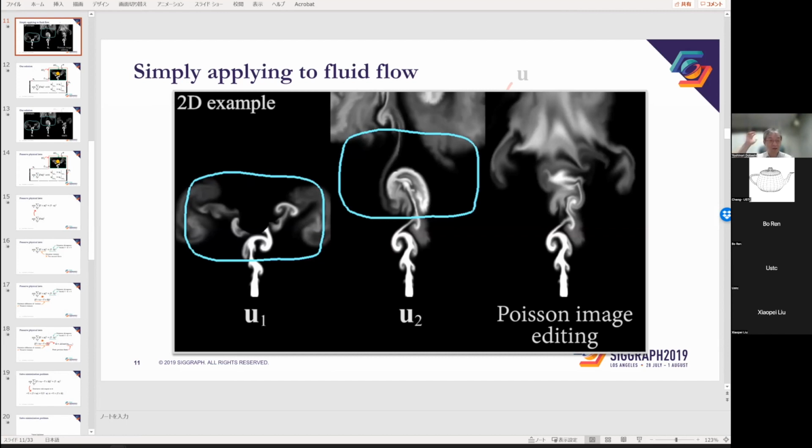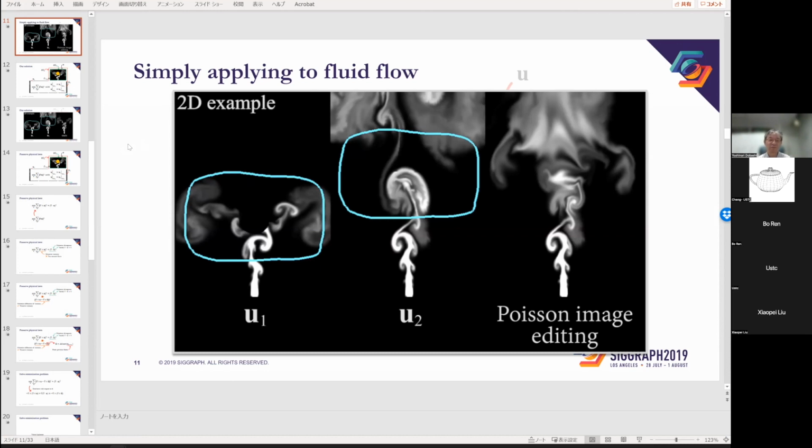I see. I think that if we solve the Poisson equation inside the copied region, all the velocity inside the boundaries is modified and kind of smoothed out, so the resulting flow becomes something like this. I think that's the reason.